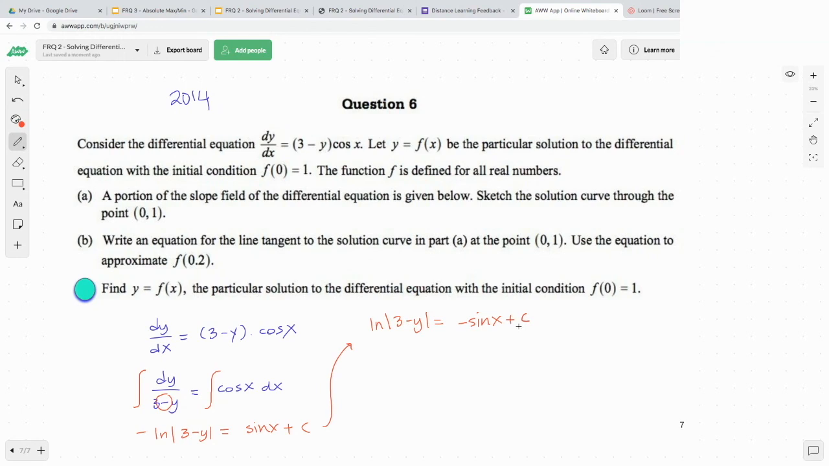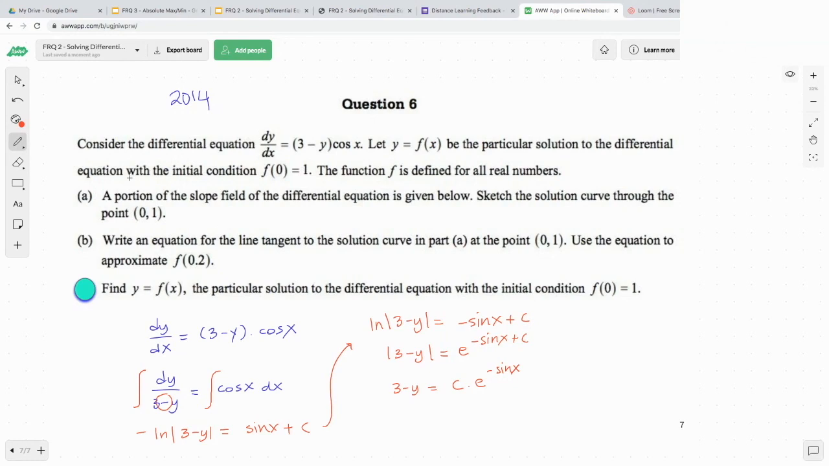I don't have to make my constant c here negative because whatever the sign of the number here will be in c. So it doesn't matter if you have a negative or positive here. Just keep it c, okay? And then this is going to be e to the negative sine x plus c. So this is the same as 3 minus y equals c times e to the negative sine x, right?